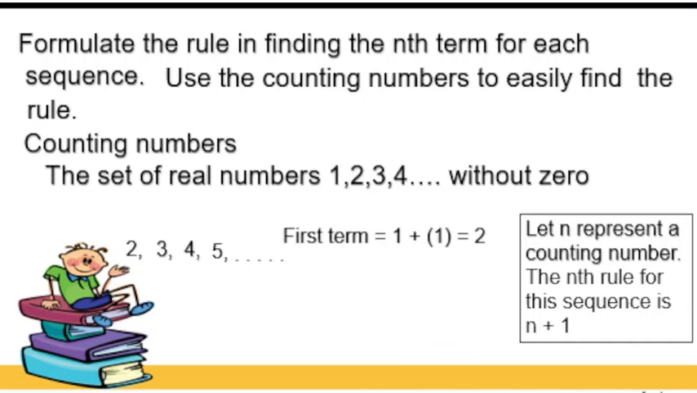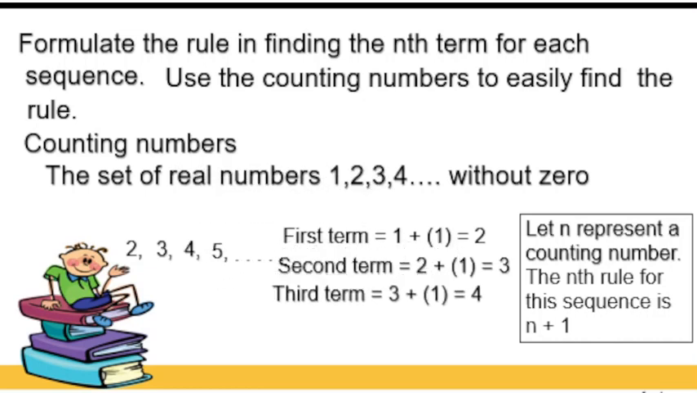Considering that the position of the first term, 2, is 1, so 1 stands for the n. 1 plus 1 is 2, so we got the first term. And then n is 2, plus 1 is 3. N is 3, plus 1 is 4. And then n is 4, plus 1 is 5. That's why this is 2, 3, 4, and 5. Again, n stands for the number of terms.